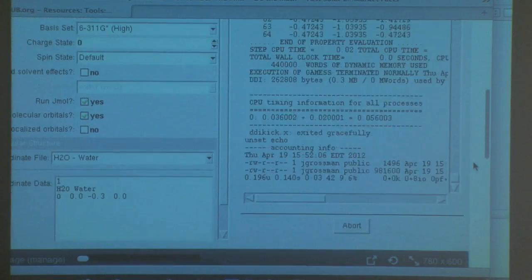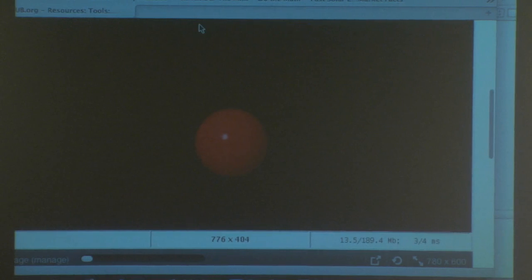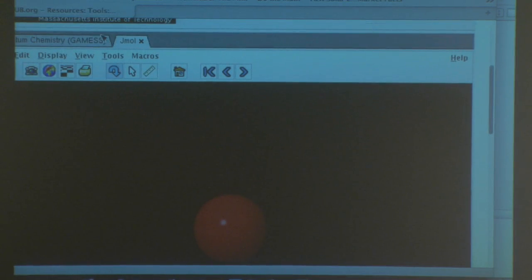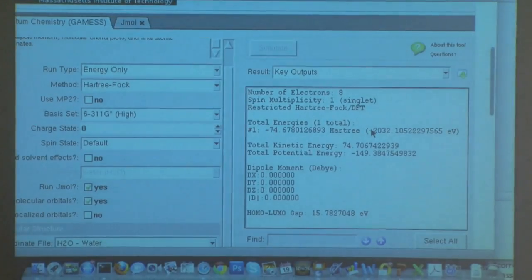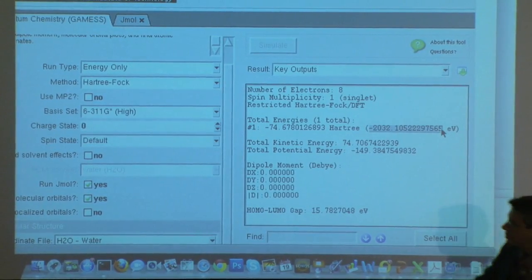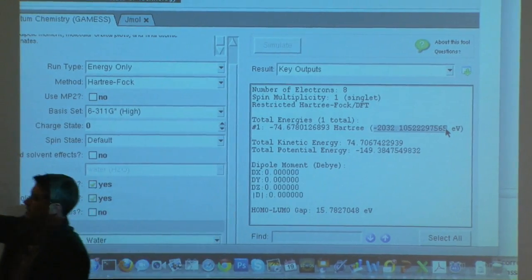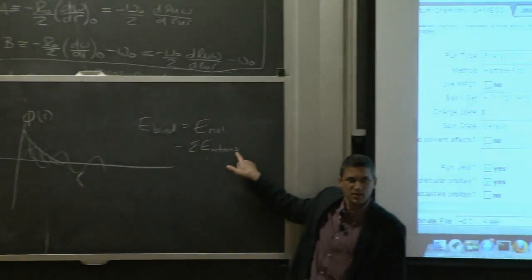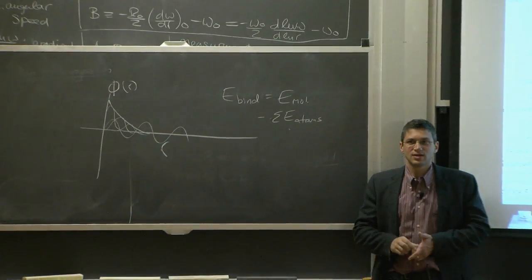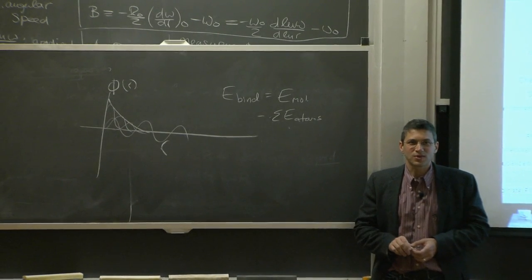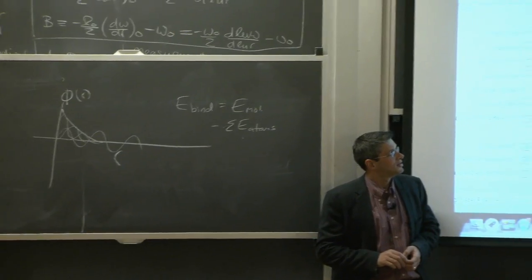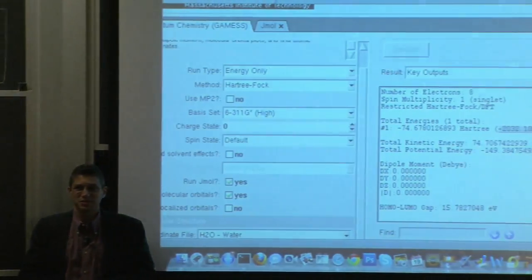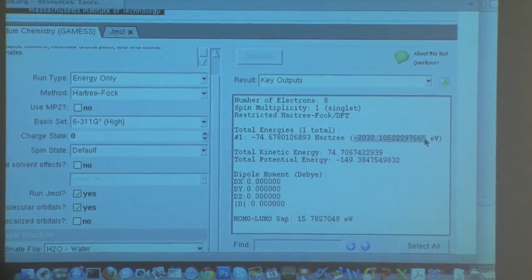And now here it is. And oh, that's a beautiful picture of oxygen. And now you go to key outputs. And there's the energy. Okay, so I'm going to do my calculation of this binding energy. I just calculated the energy of the atom, right? Can I use that? What's wrong with that? Look at the top line. No, second from the top line. What did it do?